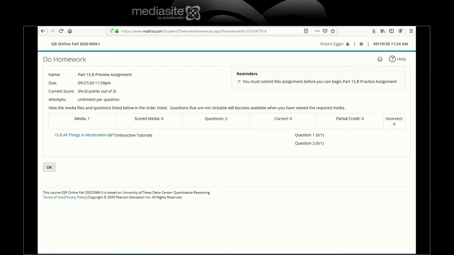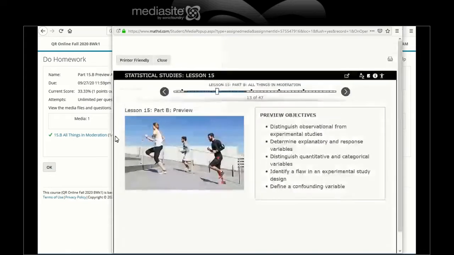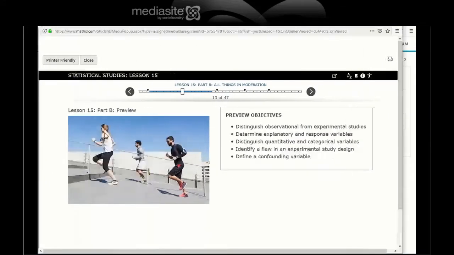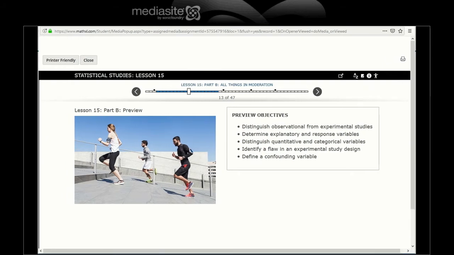We finished 15a the other day, and let's do 15b next. So 15b is an exercising section. So let's see, preview.